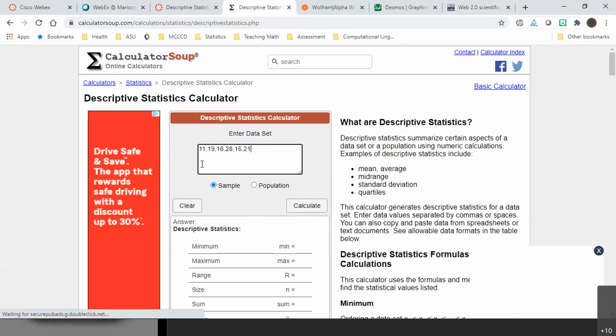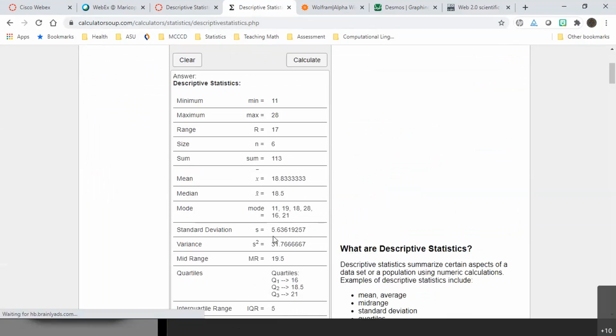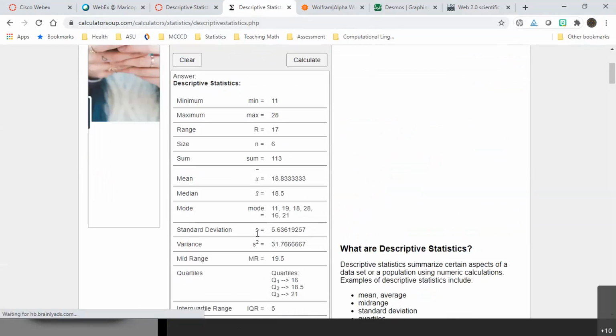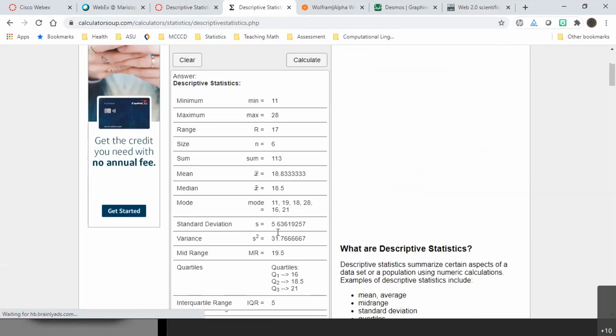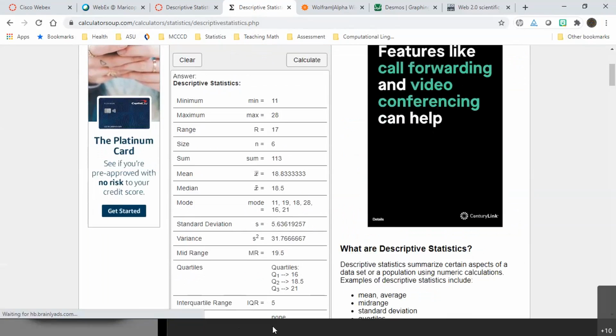Okay, so there's my sample. I'm just checking that I have 6 scores. It says sample, calculate. This is asking me for the sample standard deviation. So this is 5.64.